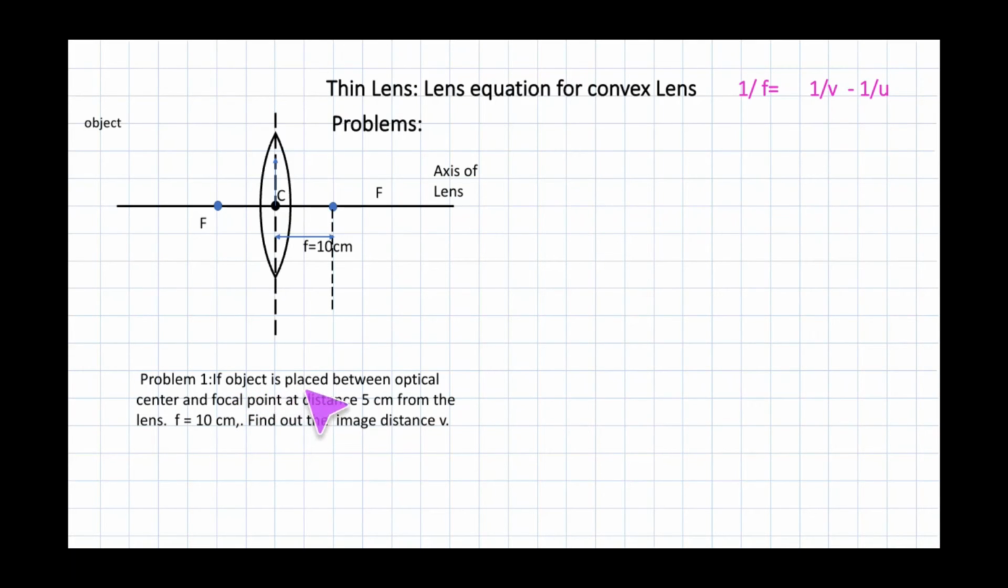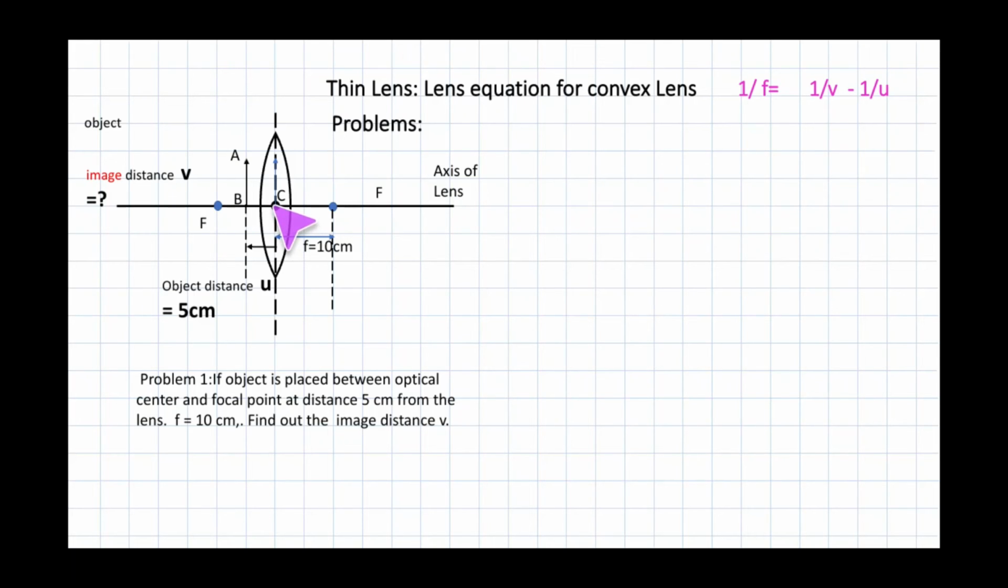This is another problem. See, here the object is placed between the optical center and the focal point. So this is the optical center and the focal point, and the object is kept between these. Now let us consider how the image will be formed. The distance BC is 5 centimeter, that is minus u. Now what is the image distance? Normally we see that the image is formed on the right hand side, but this is a special case when the object in case of a convex lens is kept between the focal point and the optical center.